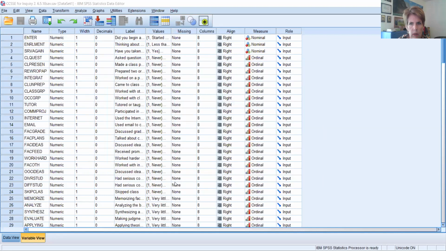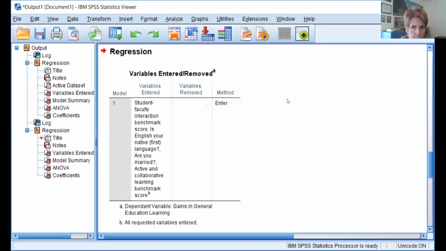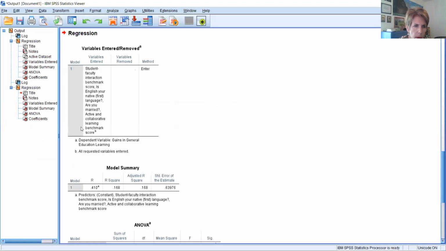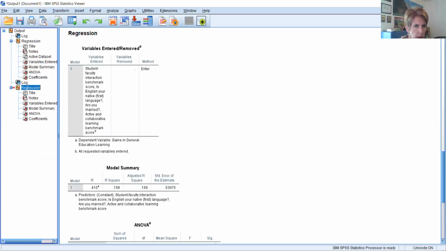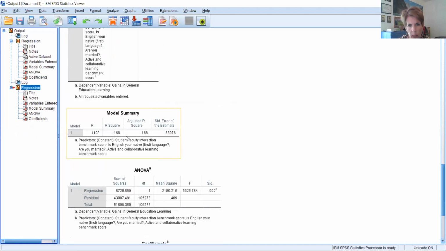I'll share my screen. Now I was doing another regression earlier, so I think I have a second one there, but let's look at what this gives me. This variables entered, removed is unimportant to me. The model summary is important because this is where I get my R square. So you can see the R square is 0.168, which means this set of variables explain 16.8% of the variance in gains in general education.